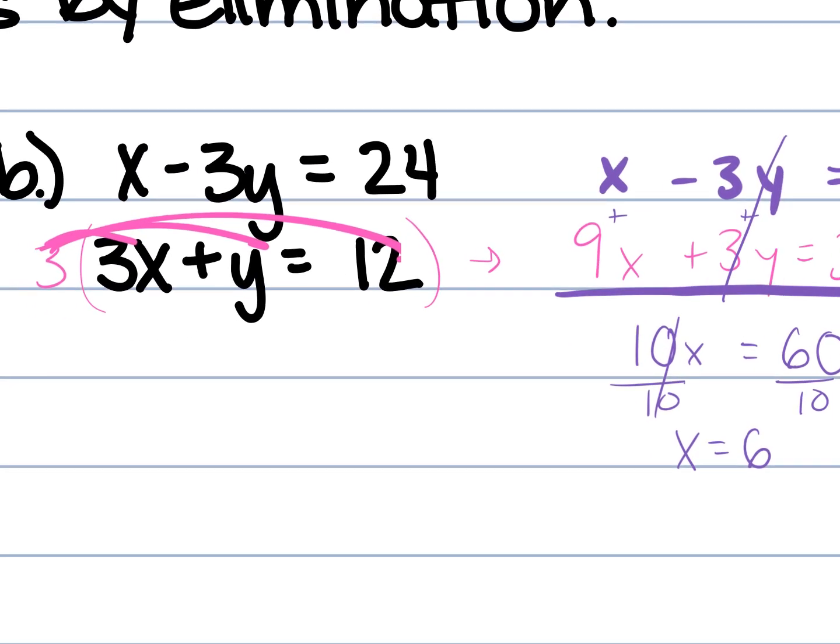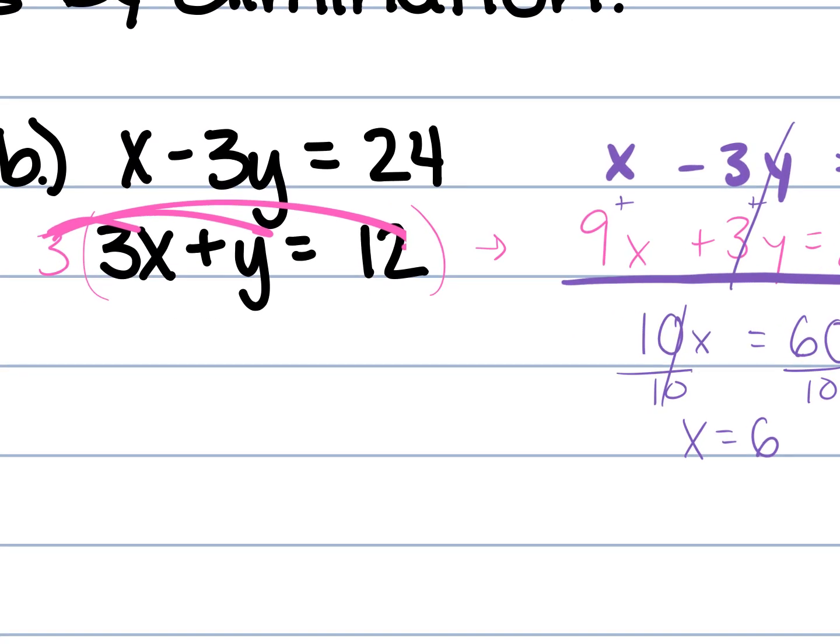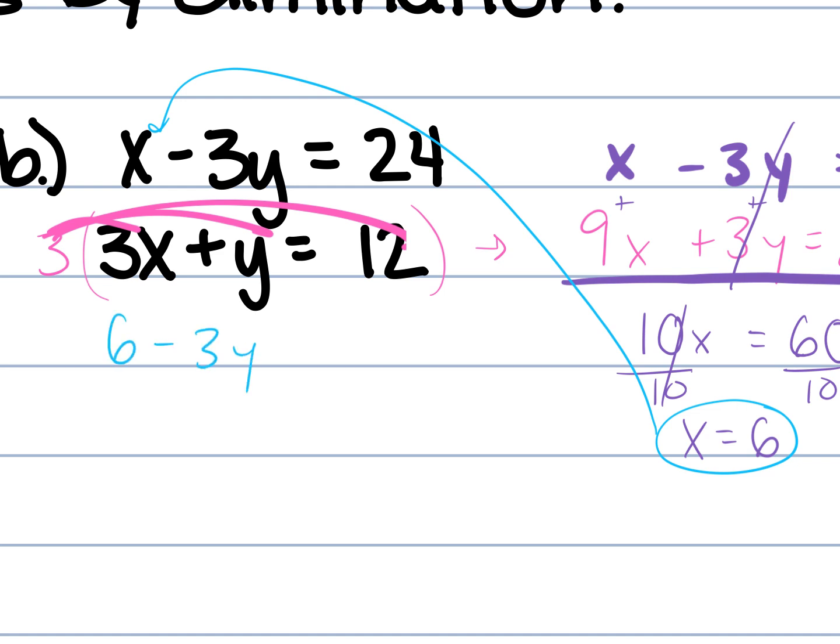What do we do next? Plug it back in. What are we going to plug it into? We can plug it into the first one. It doesn't matter. Just make sure you plug it into x. So we have 6 minus 3y equals 24. If you want to plug it into the second one, see if you get the same answer, you will, if you do it right. Now we want to solve for y.